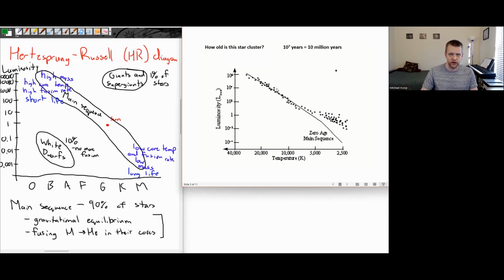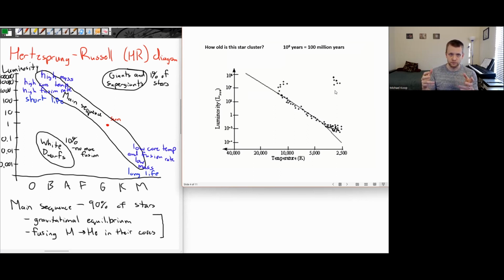As time goes on, these higher mass main sequence stars are going to start dying off more and more. So after around 100 million years, all of these very high mass main sequence stars have already died off. And some of the main sequence stars right around here are just starting to die off. They're starting to move off of the main sequence and turn into giants and supergiants.